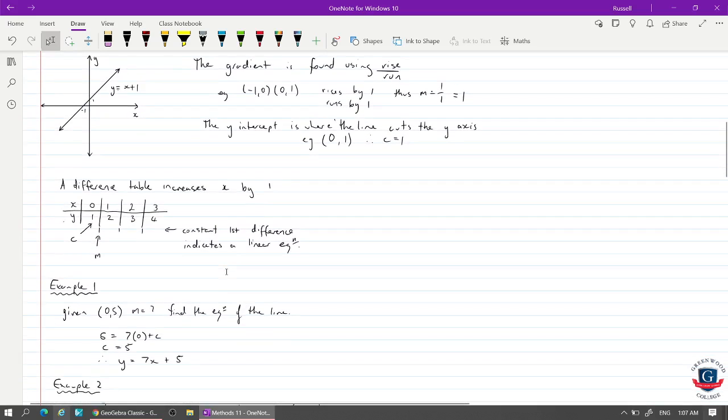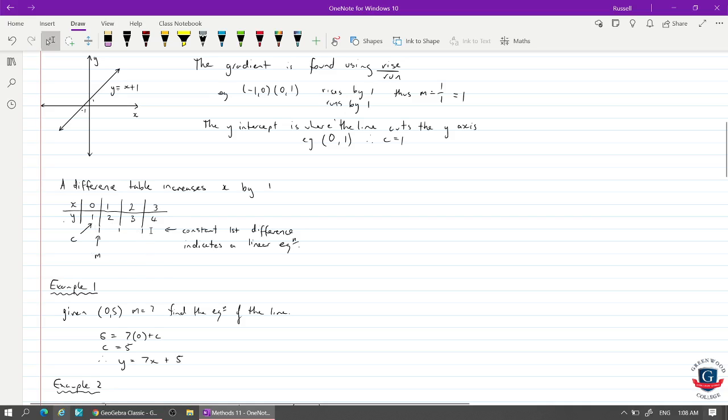When we look at a difference table, and a difference table is defined by having the x values increase by 1 and listing the corresponding y values for each x value, and then working out the difference between the y values. So the difference between this y value and this value is 1. It goes up by 1, it goes up by 1, it goes up by 1. We can find this value by subtracting. 2 take 1 will give me 1, 3 take 2 will give me 1, 4 take 3 will give me 1.